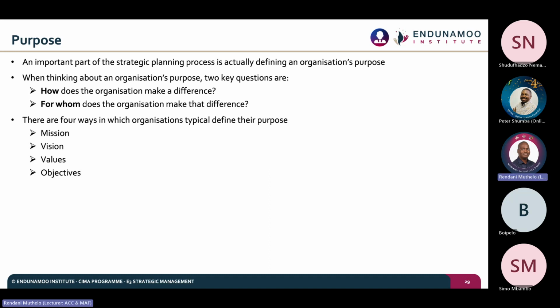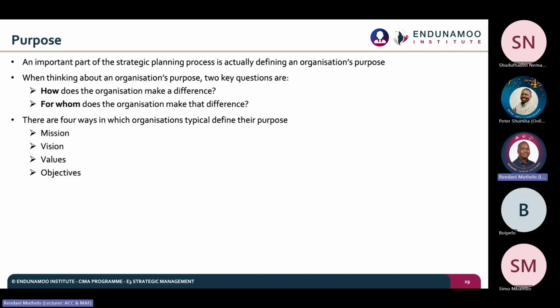Because it will be very difficult for you to attract employees. Why are they there? What are they there to do if the organization doesn't make a difference? Then in order for it to do that, it then has to define its purpose from this perspective: 1, its mission. 2, vision. 3, values and objectives.